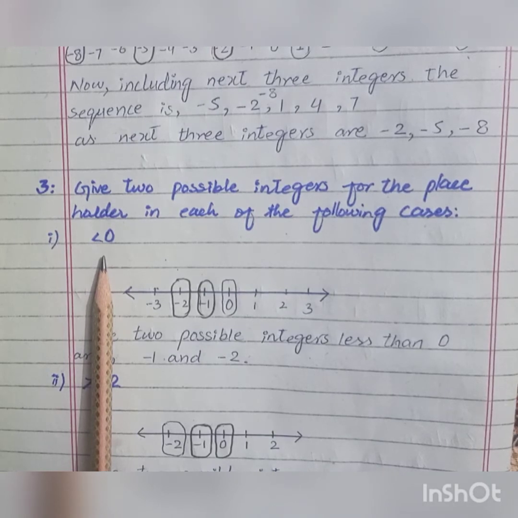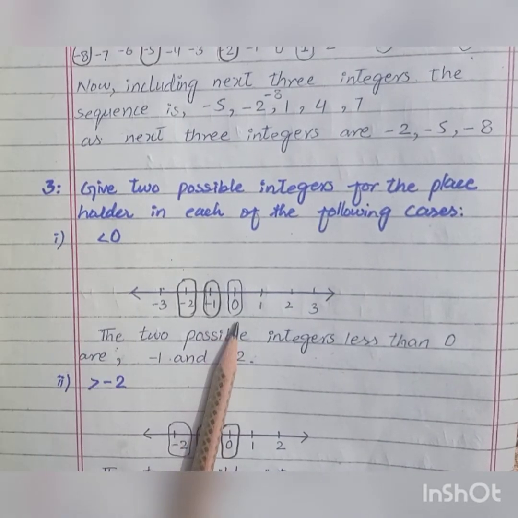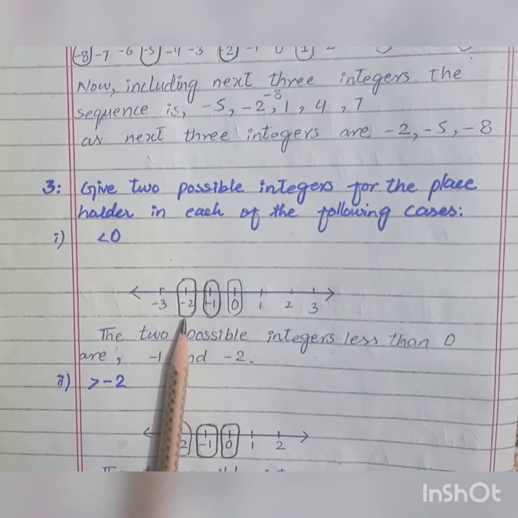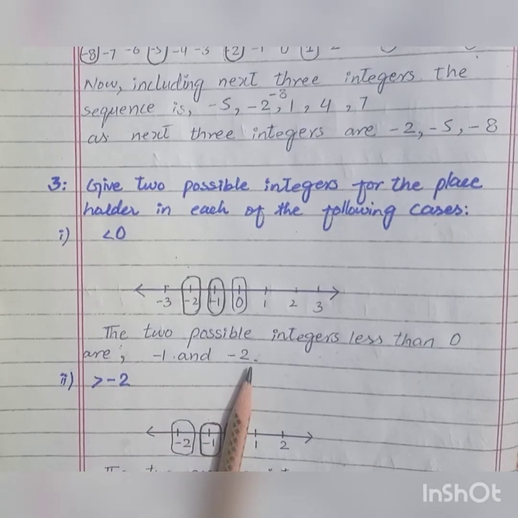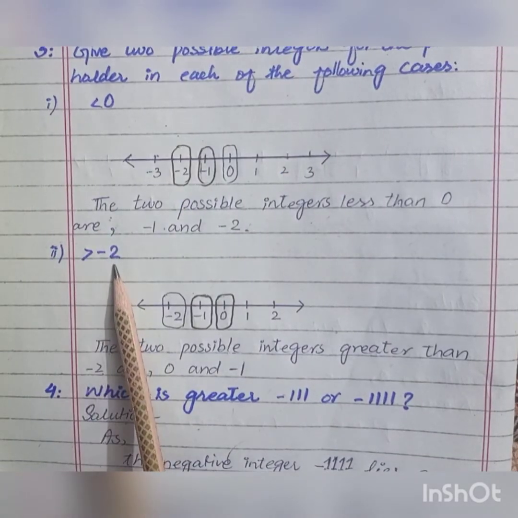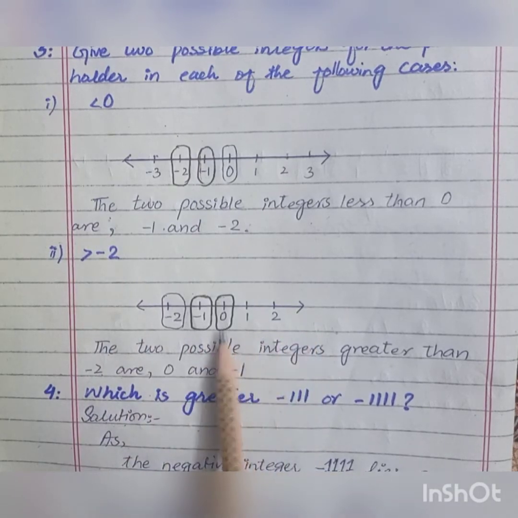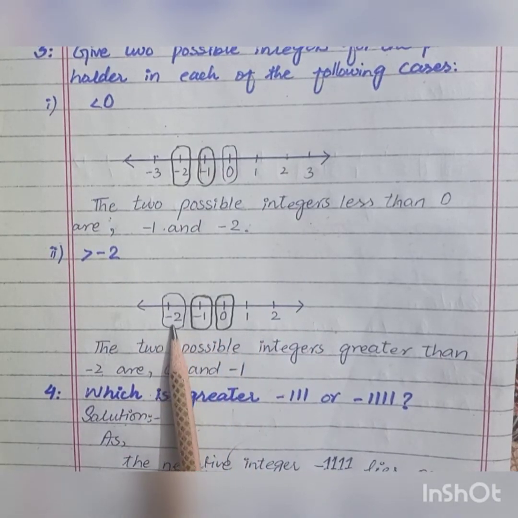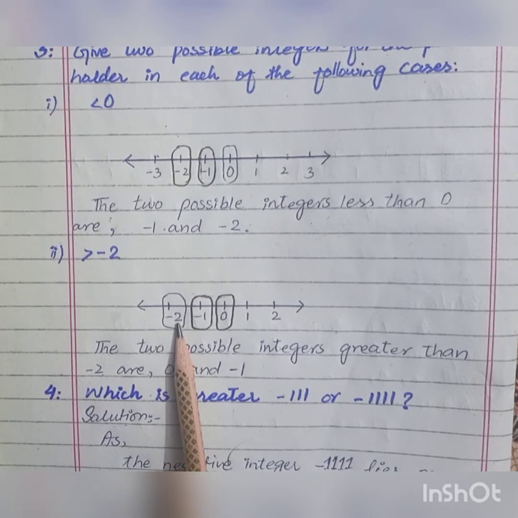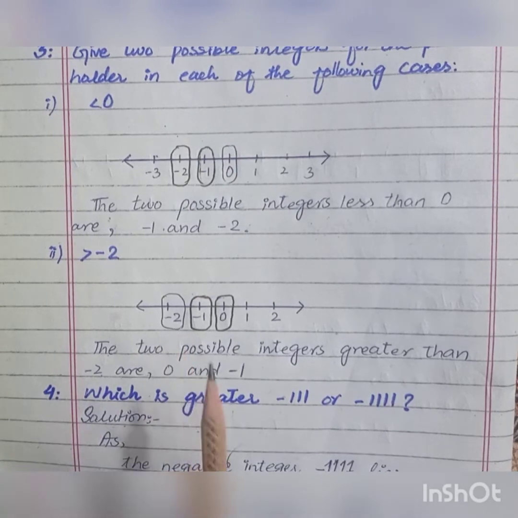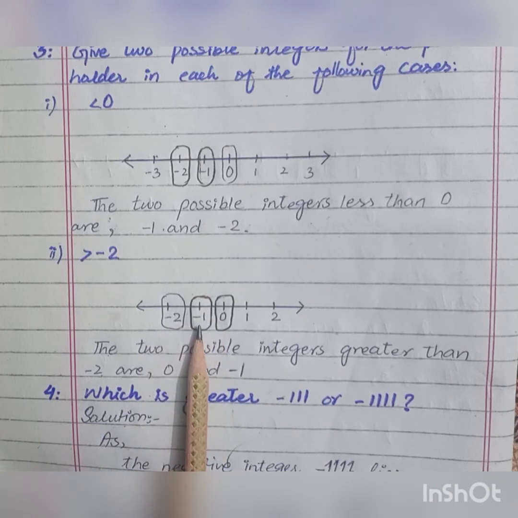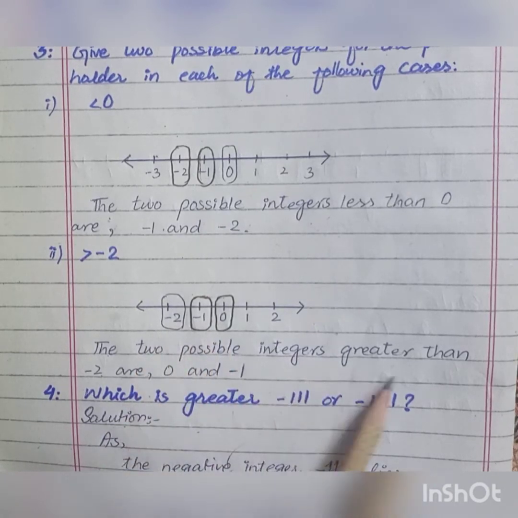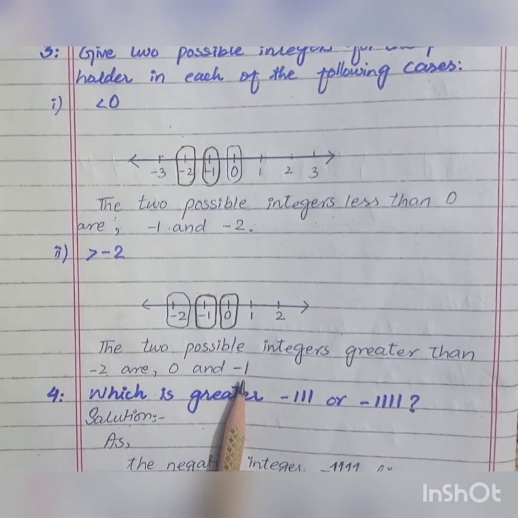So we have to write just two integers less than 0, as the integers less than 0 are minus 1 and minus 2. So the two possible integers less than 0 are minus 1 and minus 2. Now part number 2 is greater than minus 2. So first we will represent a number line, and here you can see that minus 2 is already highlighted. So we have to find two integers greater than minus 2, it means we have to move towards the right side. So at the right side the integers are minus 1 and 0. So the two possible integers greater than minus 2 are 0 and minus 1.